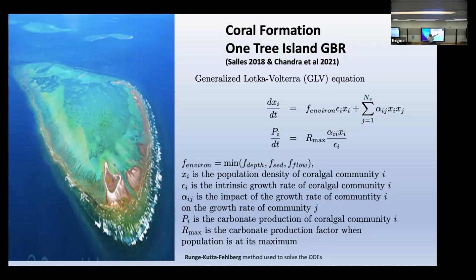This epsilon i is the rate of growth. It's sometimes called the Malthusian parameter. And then, because coral is a living thing, this is the competition matrix. This alpha ij represents how coral j grows in response to the presence of coral i. And P here is the carbonate production. That's what you see putting down, and it's equal to alpha ii, which is the competition of itself for a coral assemblage, divided through by the growth rate. So that's, if you like, our digital twin for coral reefs.